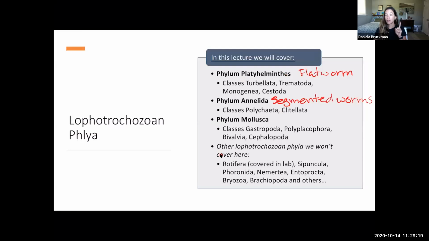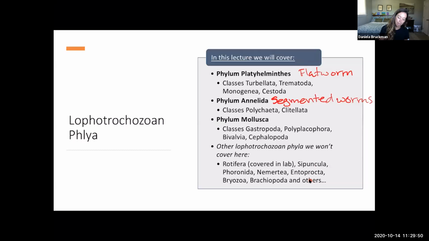Keep in mind, however, that these are not all of the Lophotrochozoans that exist on the planet. There are several other Lophotrochozoan phyla that we're just not going to cover. We don't have time to cover all of the animal phyla. They include the Rotifera, which we'll cover in lab, and then lesser known phyla like Sipuncula, Phoronida, etc. So we will not be covering these. You'll see that there's a table in your textbook that describes them a little bit.